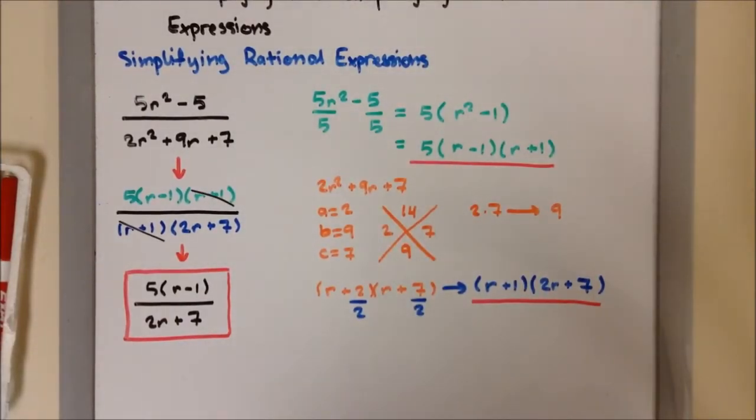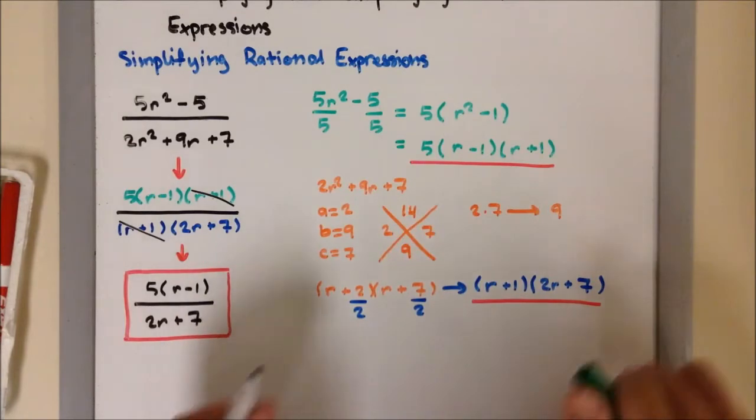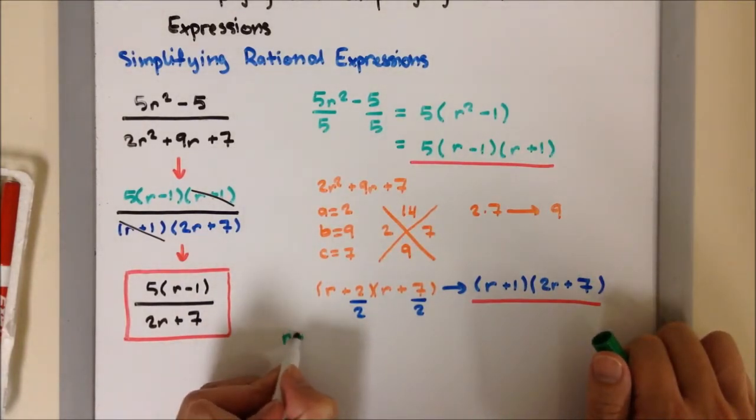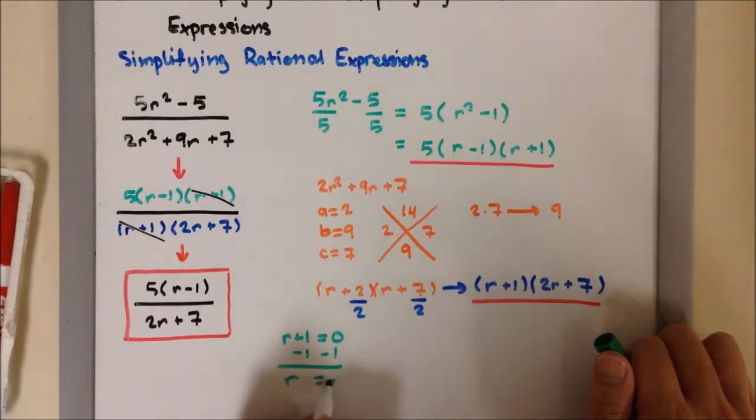Now, using the previous second example, say that I was asked to find the excluded values, or basically values that the denominator cannot equal. So let's talk about excluded values. After you factor the denominator, which was r plus 1 and 2r plus 7, if I'm looking for excluded values, I set my factors equal to 0. r plus 1 equal to 0, solve for r, so this one, r equals negative 1.